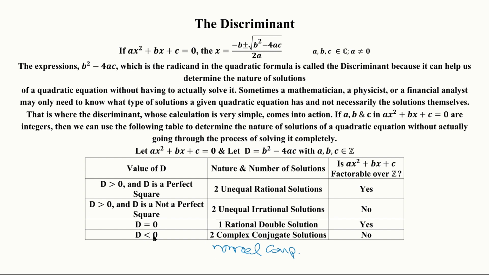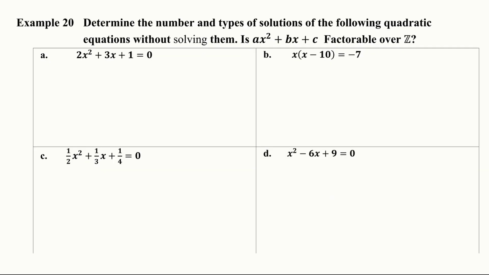And the negative will give us two non-real complex conjugate solutions. All right, let's take a look at some examples and then call it the day. So remember, we want to find the number and types of solutions of each of these without solving them. So that means we need what? We need D.